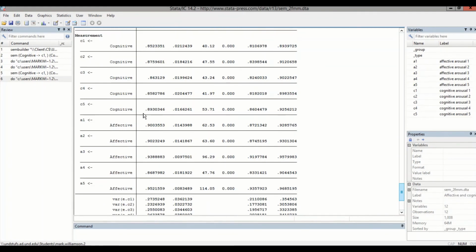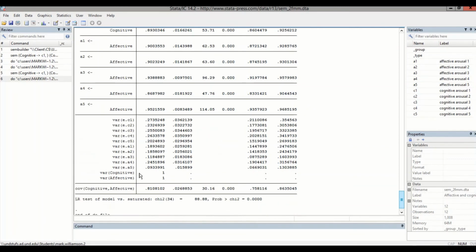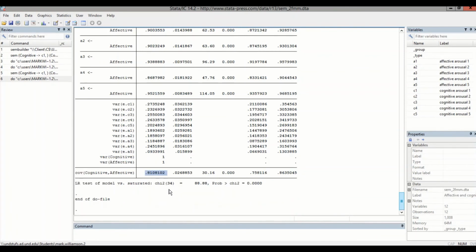So you see that affective arousal is correlated to this A1 at about 0.90. So this would be like an R value. And even more importantly, when we go down to the covariance between the two of them, we see that this number makes a lot more sense now as a correlation. So they're pretty well correlated.